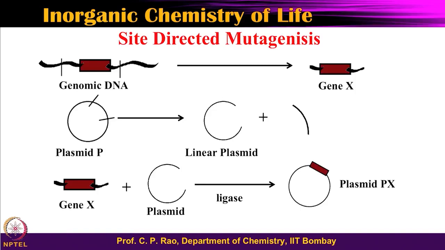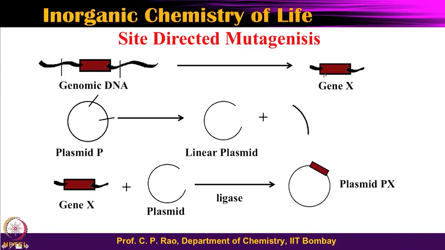Okay, at a particular site, you target at a particular site. So this is your genome or DNA part of it, and you are interested in this particular codon or region. That is what is referred to as the gene X, and you select this one, and this is ready now. Then you take a plasmid and you cut the plasmid here, with this line and this line, and you get an open plasmid. So from a circular plasmid you get a non-circular or linear plasmid, and this piece is out.